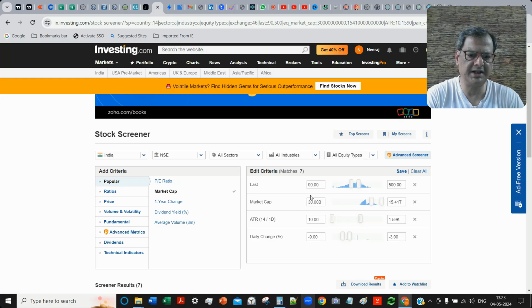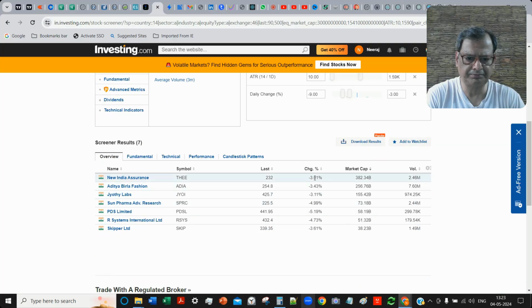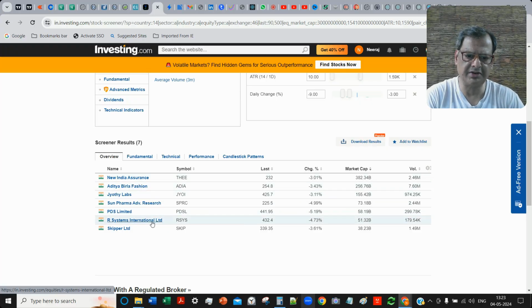So this is basically a short scanner where the last price between 90 and 500, the market cap between 30 and 15.40. You can change this. The ATR between 10 and 1.6K, and the daily change between -9 and -3. So when you run the scanner, you get all the stocks that are bearish movement, and you can add this to your watch list and try to take short trades here, because that's what the trend is.